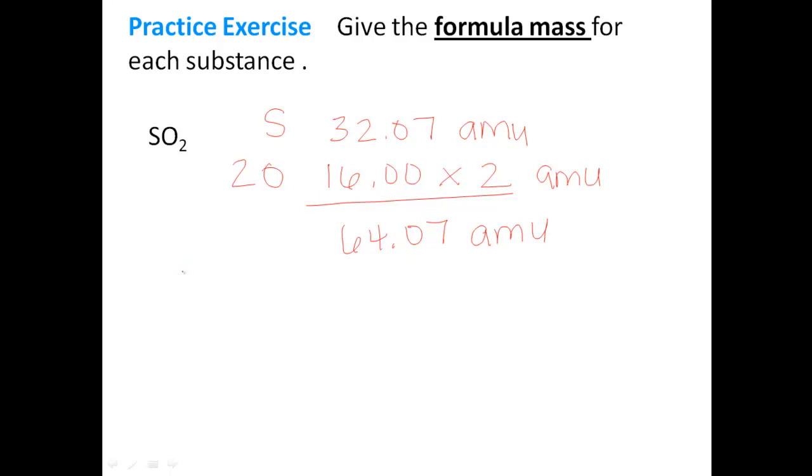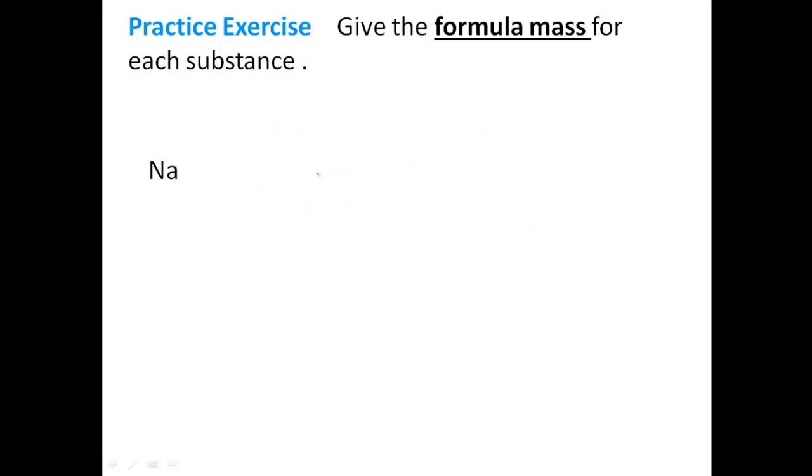Again, all we did was we added up the formula mass of each atom that we had present. We had 1 atom of sulfur and 2 atoms of oxygen. Okay? Let's go to our next one, sodium.